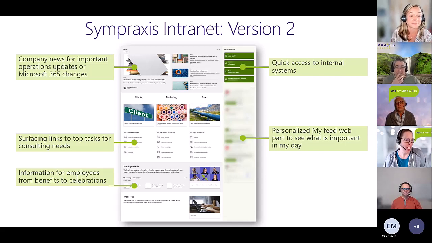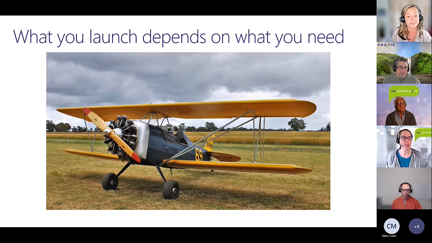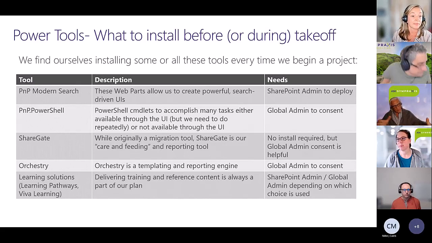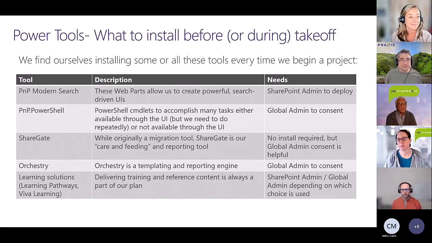So we changed it. All right, so let's move forward and talk about what you launch depends on what you need. So essentially we got to this biplane, and what else can we add to it? Right. So this is switching gears a little bit. This feels like sort of an abrupt turn to the right, but that's okay.